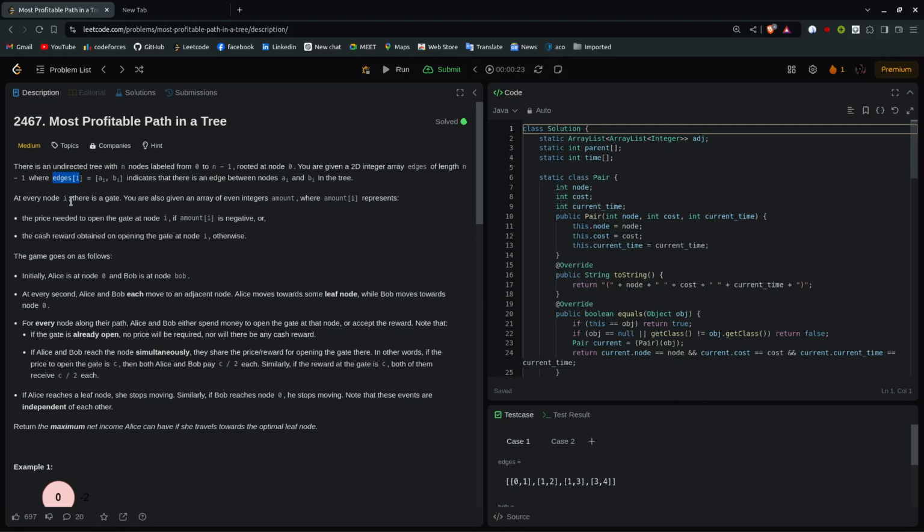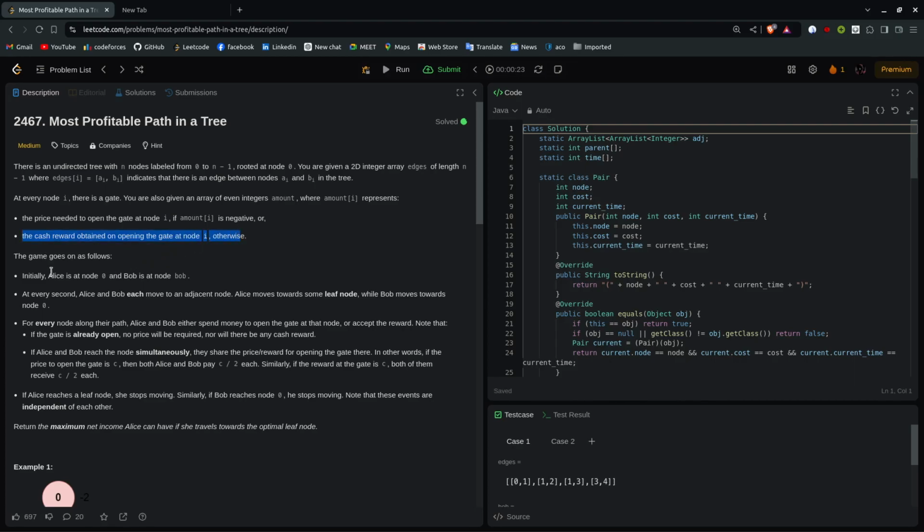And at every node i there is a gate, and you are also given an array of even integers named amount, where amount[i] represents the price needed to open the gate at node i if the amount is negative, or the cash reward obtained on opening the gate at node i otherwise. So what it's trying to say is, if amount[i] is negative, that means you need to pay to open that gate, and if amount[i] is non-negative, that means you get some cash reward opening that gate.